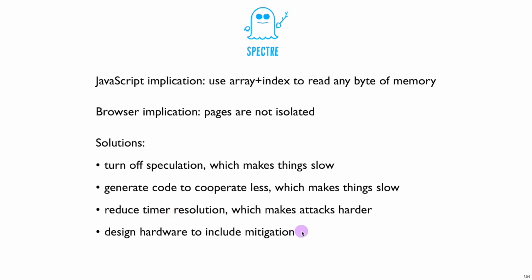The most practical solution, and the one that's mostly in place at this point, is out of the hands of the JavaScript engine implementation or other language runtime, but instead just have the hardware at the CPU level detect and mitigate against this kind of attack. So modern processors include measures to prevent leaking information through speculative execution.